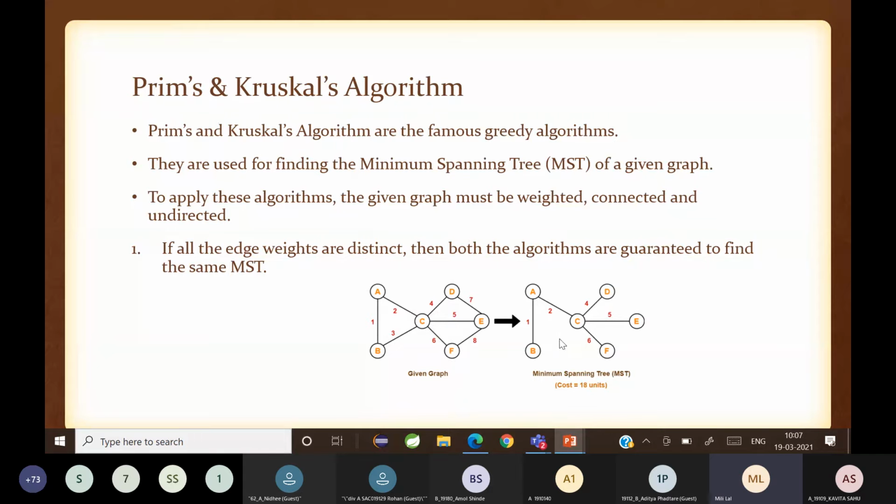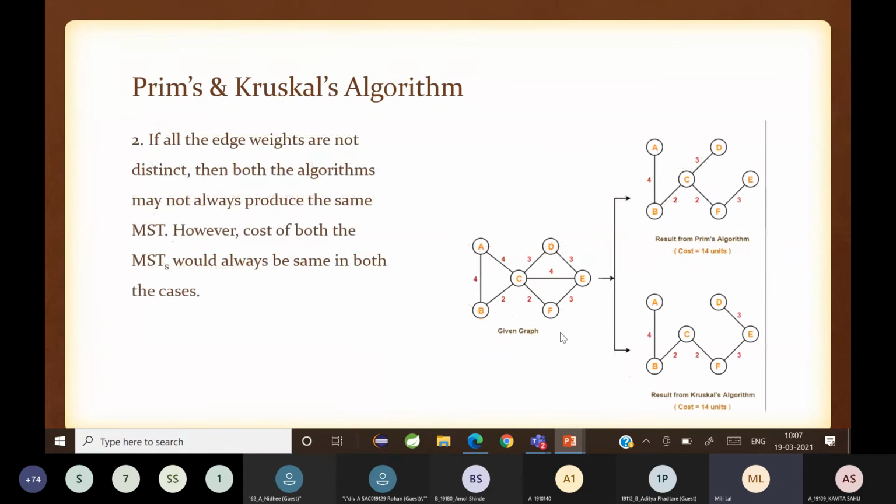Next is, see, if all the edge weights are not distinct, as you can see in this image, you have three 4s, two 2s and three 3s. So the edge weights are not distinct. In that case, what will you do? You will be randomly selecting any one of the edges, right? So in that case, the graph might be different, but the cost is going to remain the same. Is it clear?